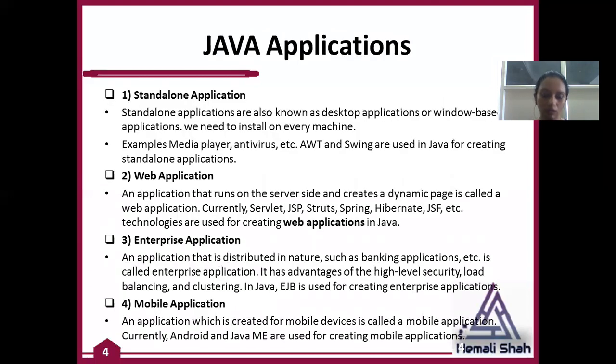Now let's talk about which kinds of applications you can create by using the Java language. You can create 4 types of applications by using Java. First is standalone applications. Standalone applications are desktop applications that you download the source code for and install on each and every machine. Any application you need to install by downloading is known as a standalone application.